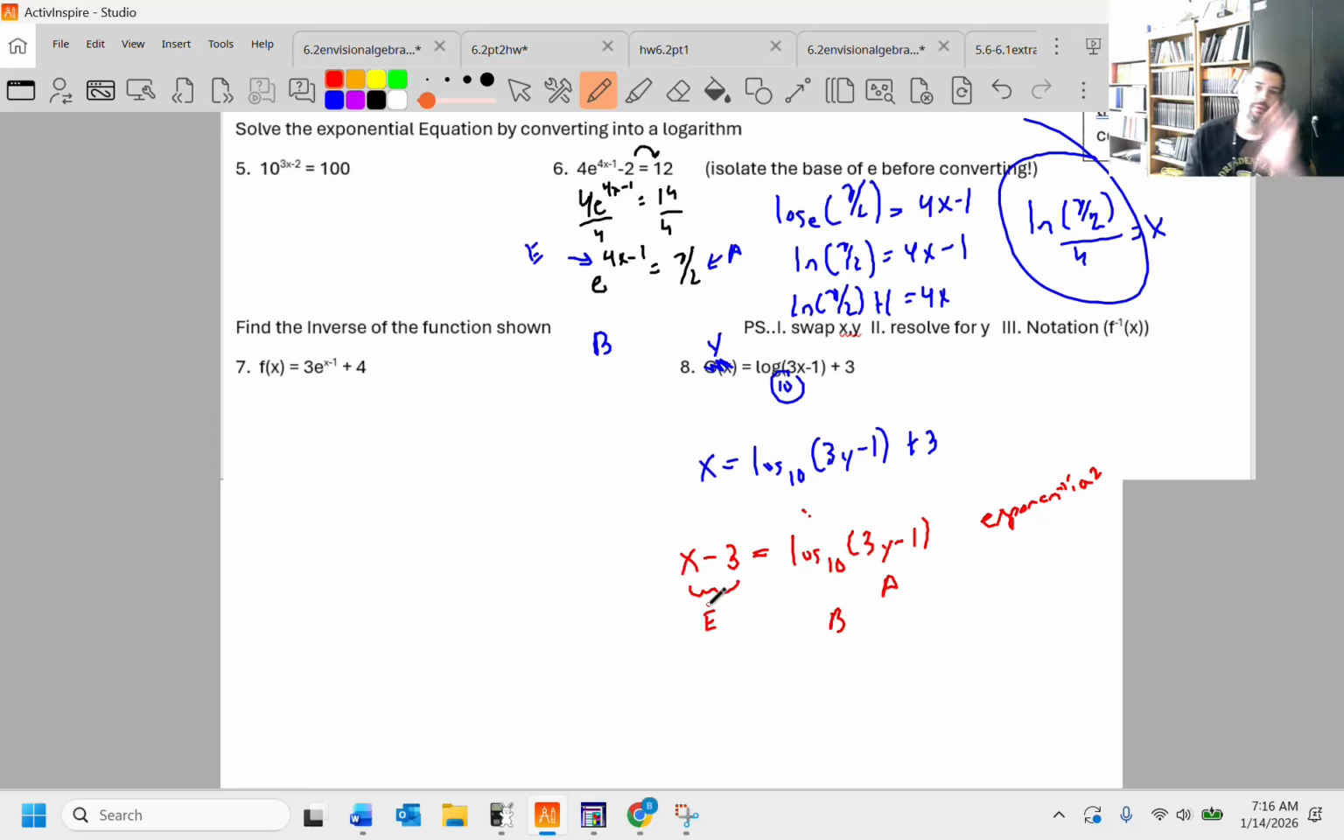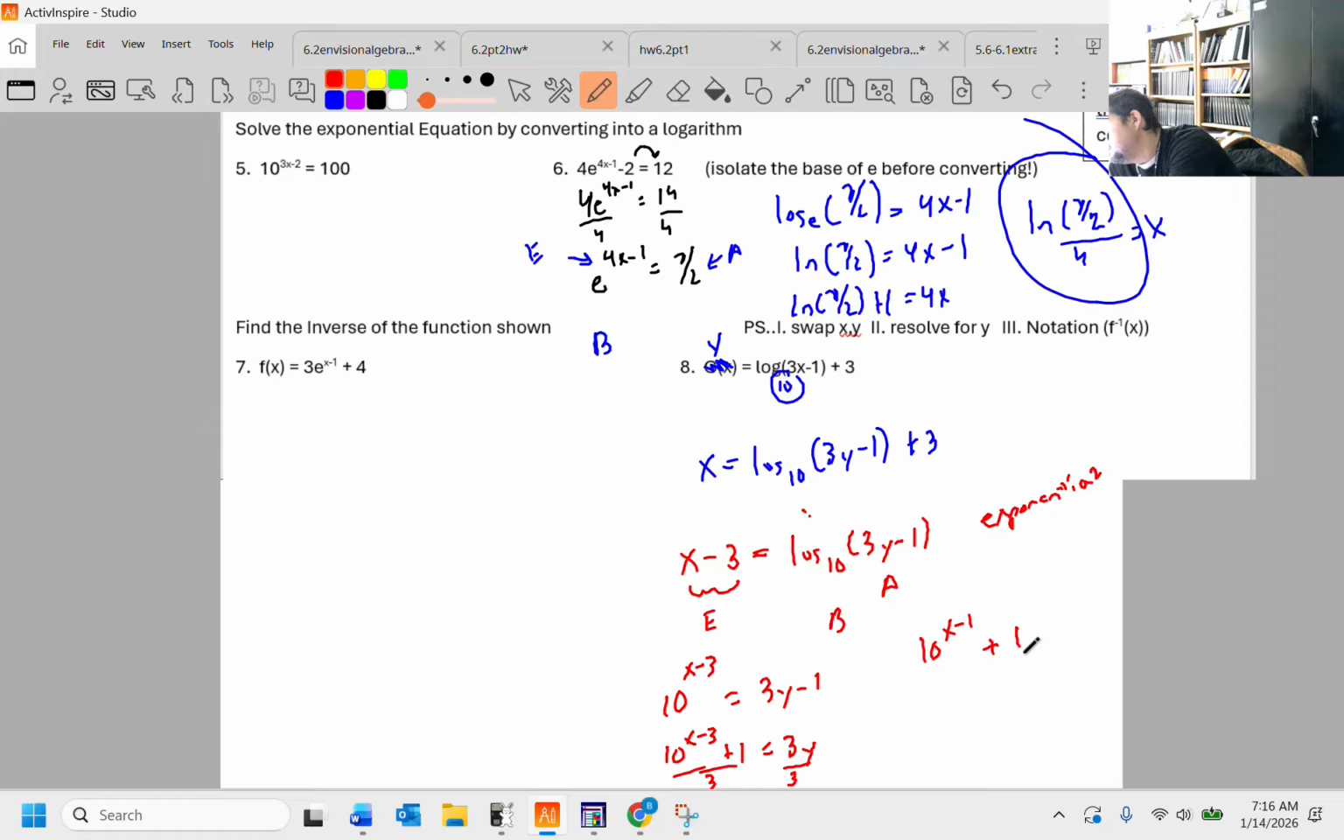My base, my argument, and my exponent, which happens to be on the left-hand side. So I have a base of 10. My exponent is x minus 3. And it would equal the old argument, 3y minus 1. I'm going to add 1 to both sides. And lastly, to isolate y, I'm going to divide everything by 3. So 10 to the x minus 3 plus 1, all over 3, is the inverse of g of x. Ta-da! It's not bad. For some. You still don't know how to do two-step equations. It's pretty brutal.